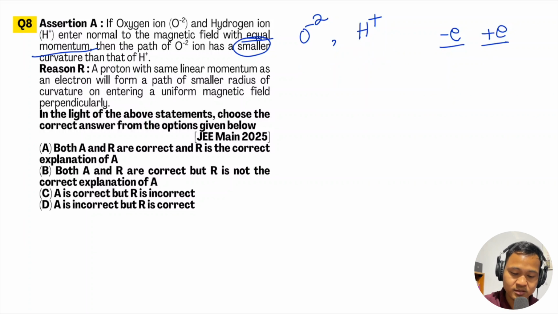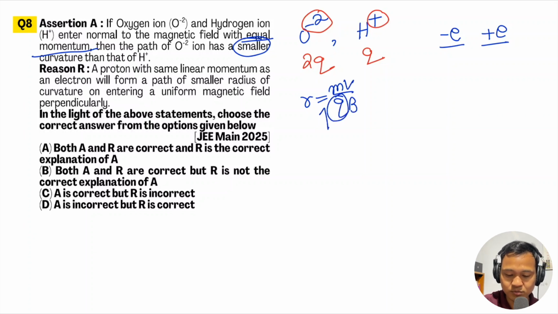Okay, hydrogen has charge q, and oxygen has the negative electron, so the charge is 2q. Momentum is the same. So the formula is mv by qb. So radius depends on q. If q is more, radius is less, since q is in the denominator. So if you see here, charge of oxygen is more, so the denominator is more, so overall value is less. So oxygen's radius is smaller. So here it is smaller, so it is correct.